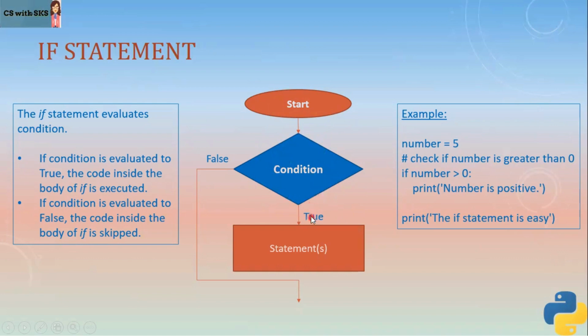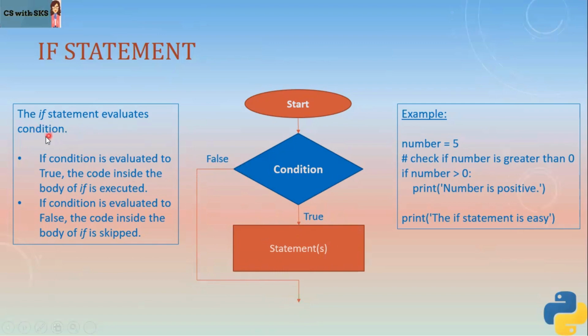If the condition is true, whatever statements are written here will be executed, and then the program will go to the next statement, whatever is written after the if. However, if the condition is false, then these statements will not be executed. Control will go directly to the next statement, which is written after the if statement, right?